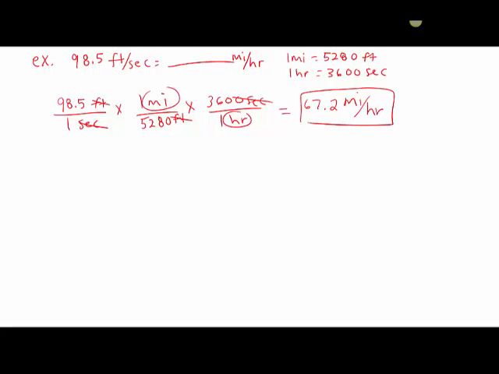67.2 miles per hour. So you have two conversions in one. So be careful on those and make sure that you set those up correctly, okay?